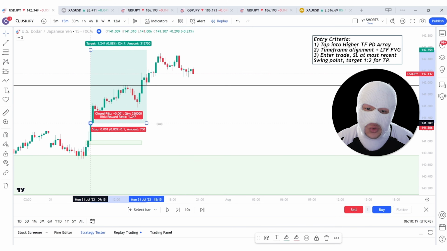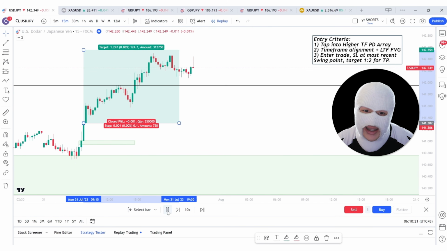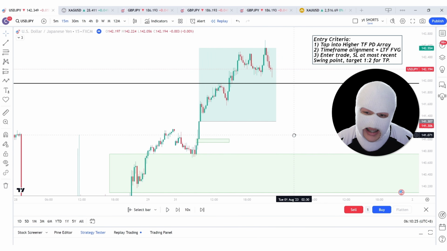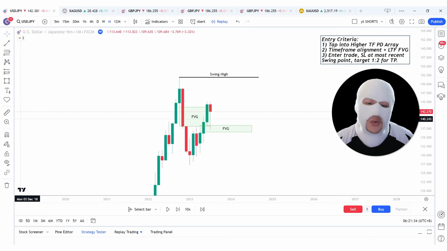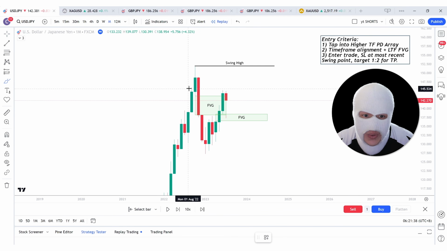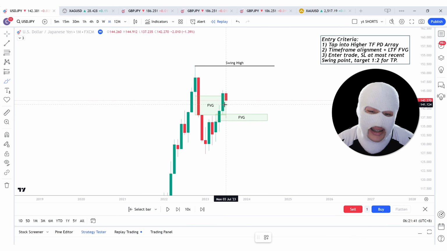For those of you who were sharp enough, you would notice that there is another way to get involved in this move. Couldn't see it? Let's get back to the monthly chart. Remember how we used the 4-hour fair value gap to reach the 4-hour swing high? We can do the exact same thing from a monthly standpoint.